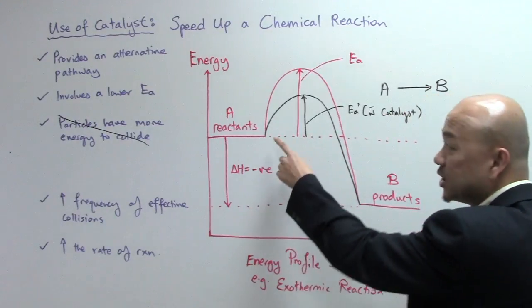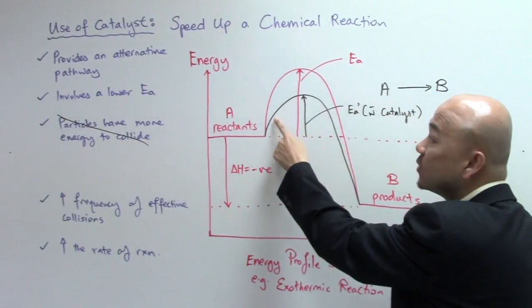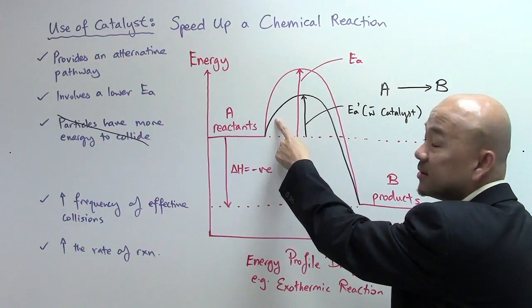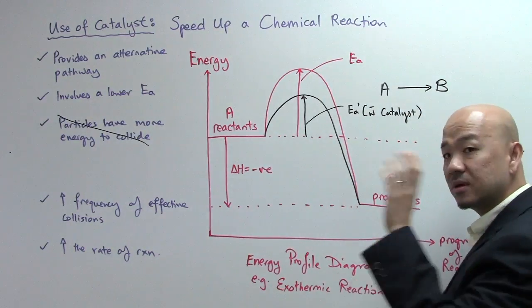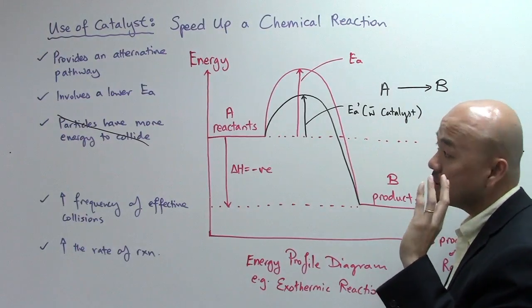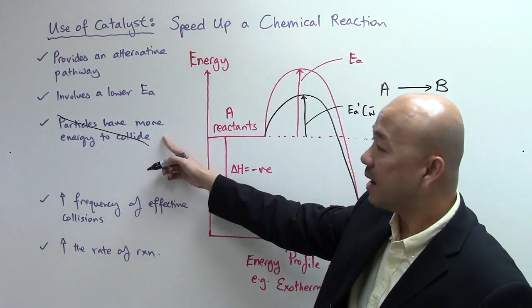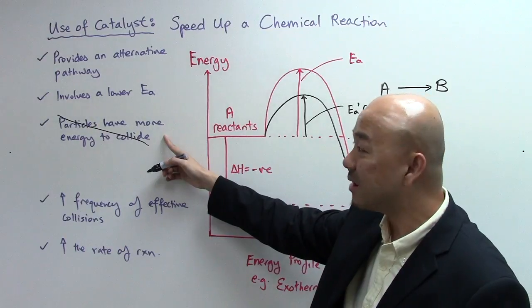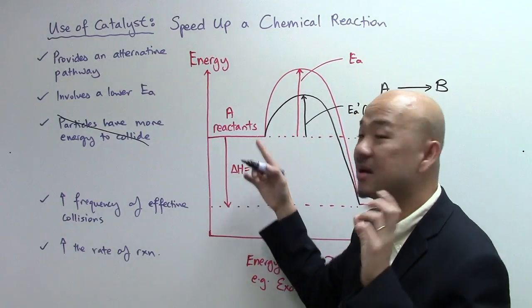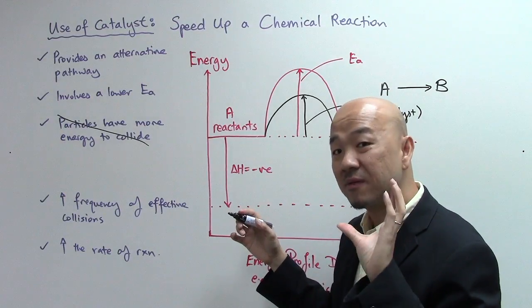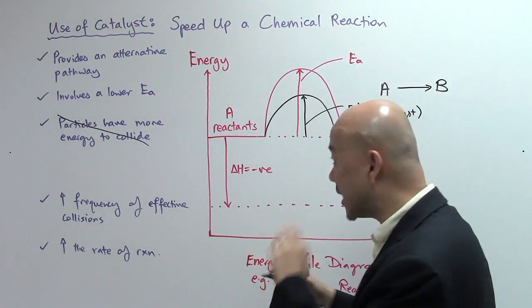The only thing that changes is this curve over here, which is the alternative pathway. But the reactants' energy level and the products' energy level did not change at all. So you cannot say that particles have more energy to collide, because the reacting particles have the same amount of energy when they collide.